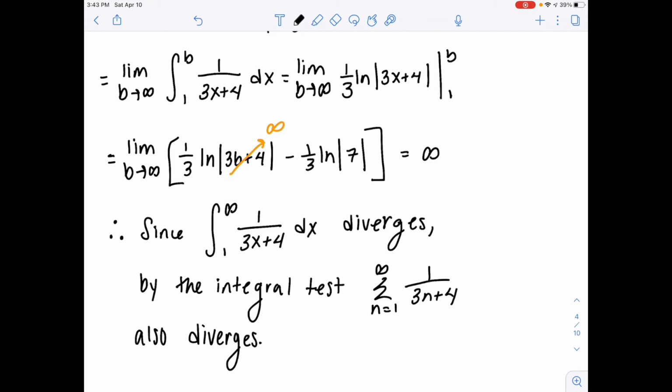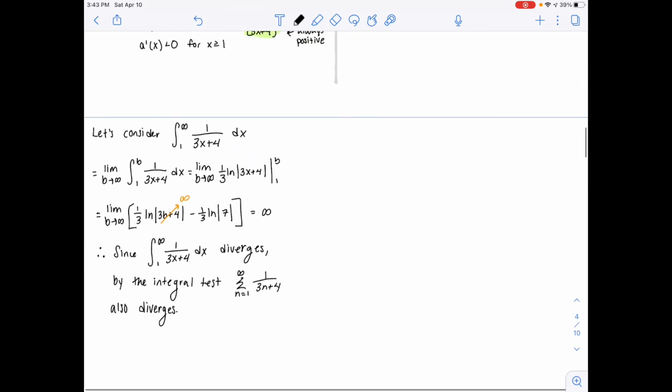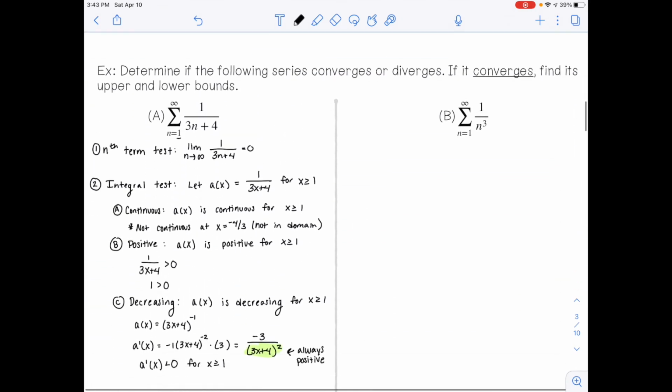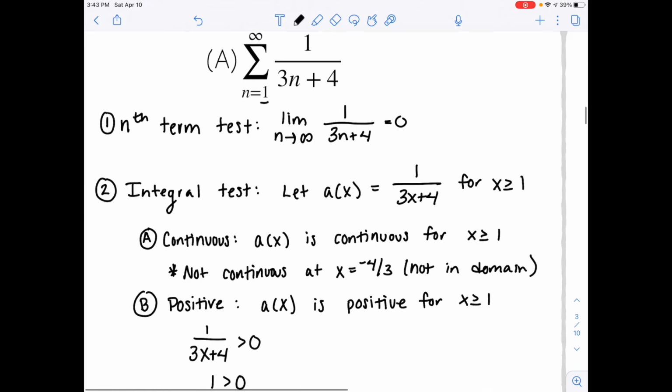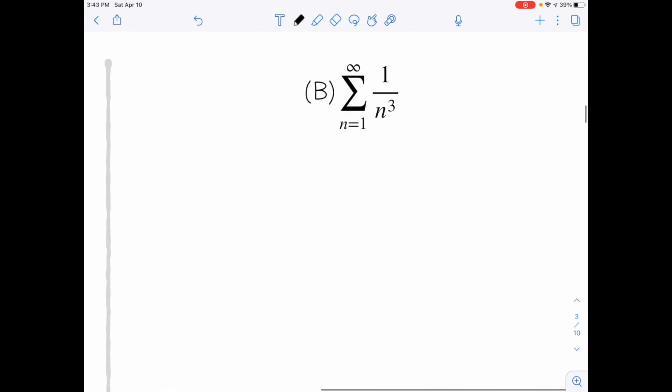Okay, let's look at a second example, right? So a lot of work for that integral test, but that's okay. Okay, so now let's look at this one. So we'll start it off the same way. We're going to do the nth term test first. Right, always want to get in the habit of checking that first.